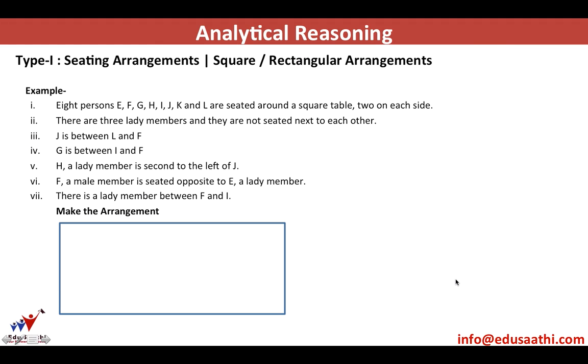Let's try another question. This time with a rectangular sitting arrangement. This is a skeleton given to you. There are 8 people again sitting around a table. Okay, so this is again a square table, not a rectangular one, my bad. So there are 2 people sitting across on each side. There are 3 lady members. They are not next to each other, and another information is given to you.